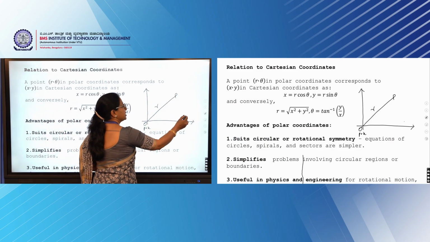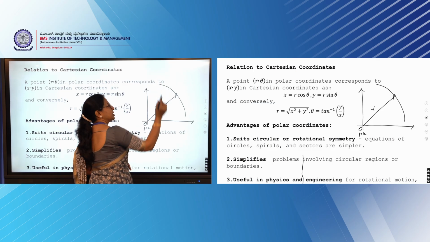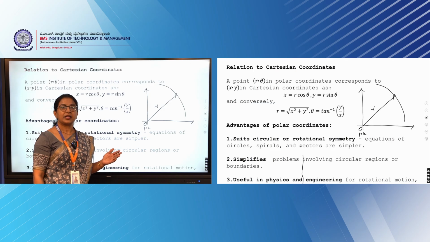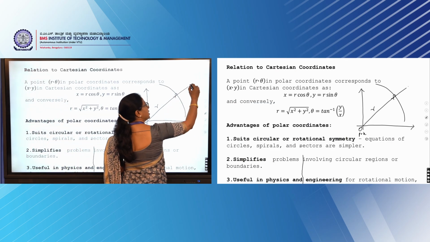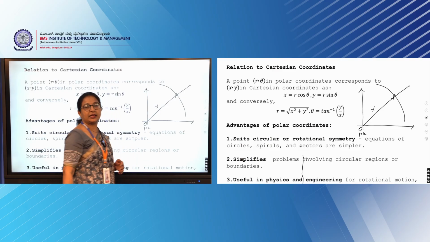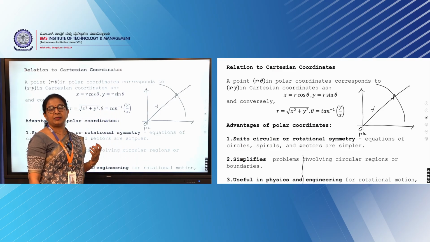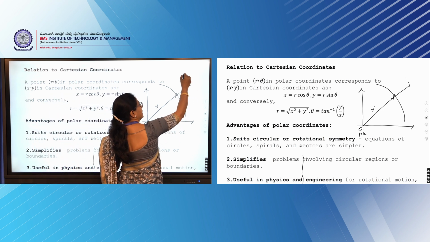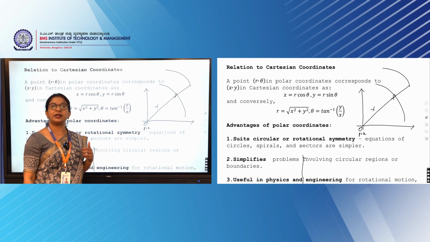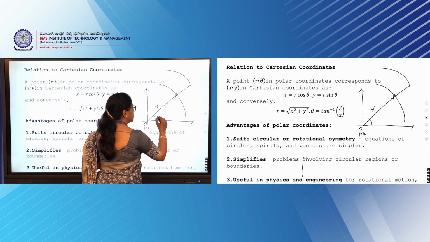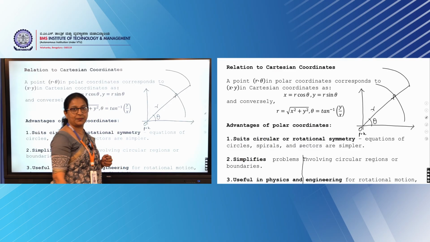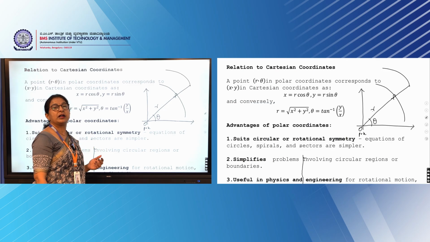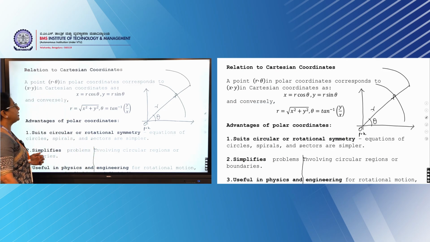Whenever we have a distance, the particle is changing its position. That means what is changing actually? If it is going away, the r, the distance between the pole and the point, is changing. And when it is moving in a curvilinear form, the change is the angle theta. Now, I want to represent this coordinate system in terms of the Cartesian coordinate system, and how do we do that?